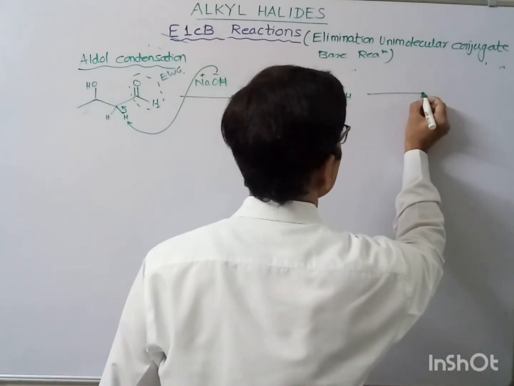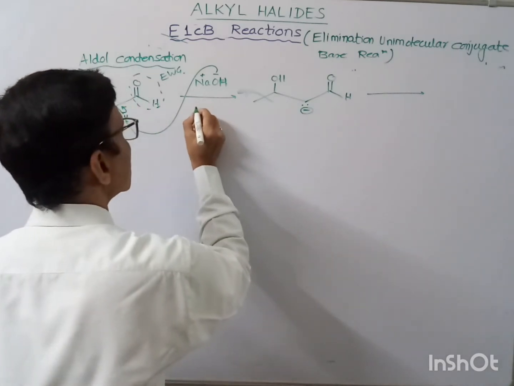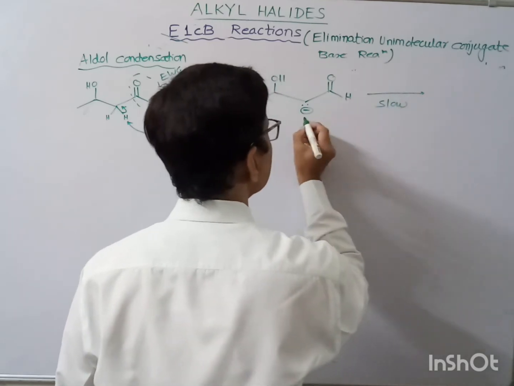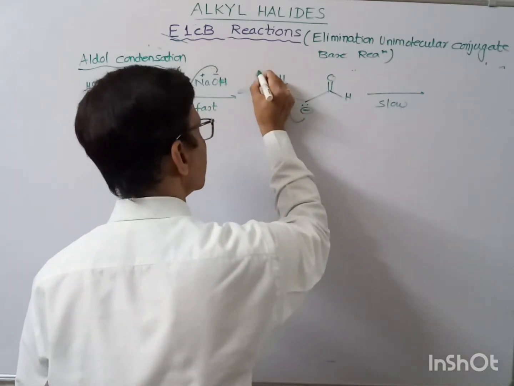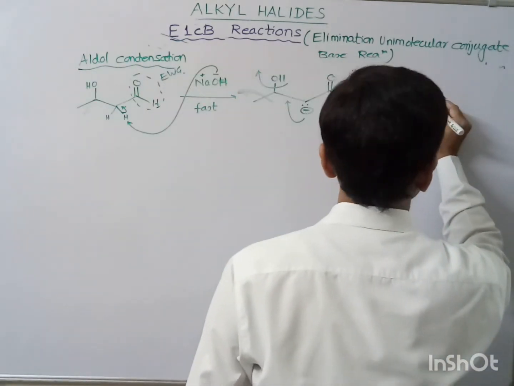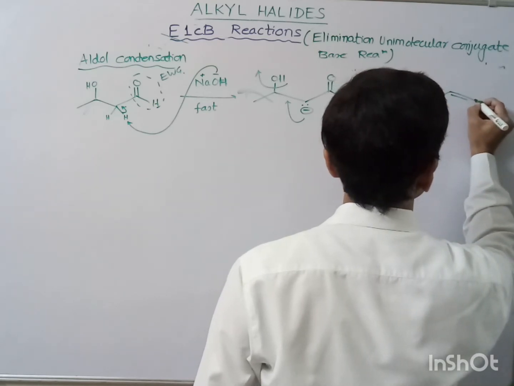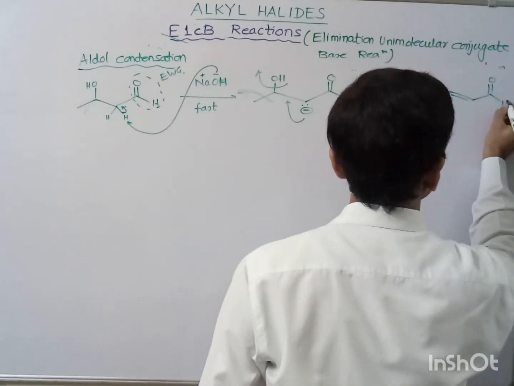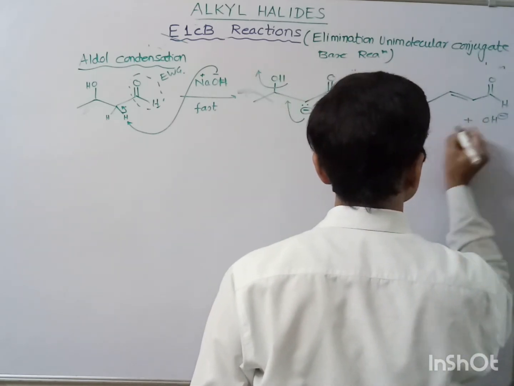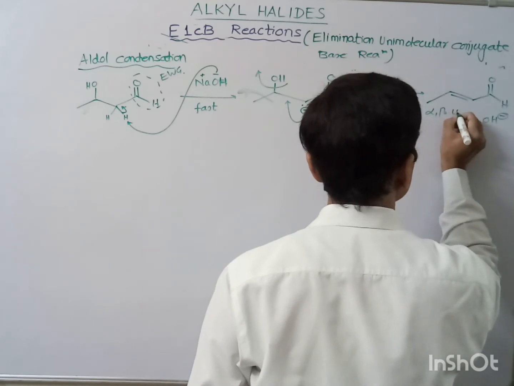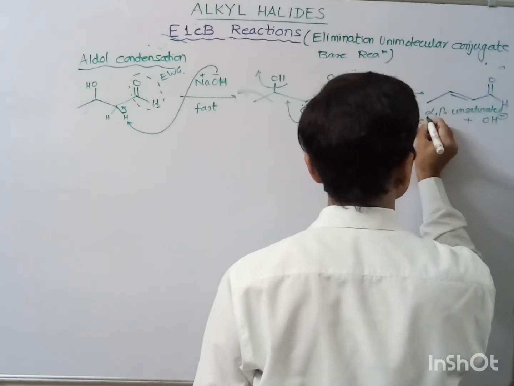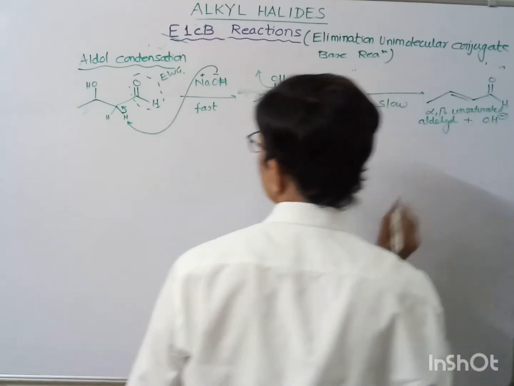And in the next step, so this first step is a fast step, whereas this step is a slow step, the OH as a leaving group, which is a poor leaving group, will leave out. And we will have an alpha beta unsaturated aldehyde that will be formed. So we have an alpha beta unsaturated aldehyde, which is formed in an aldol condensation. In the same way, we may take another example.